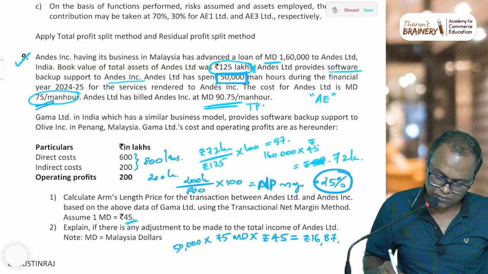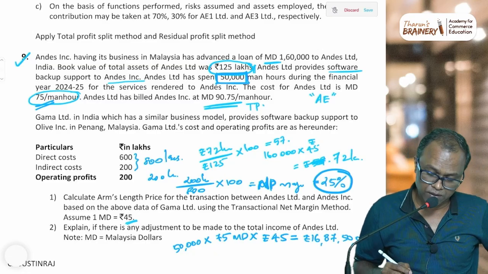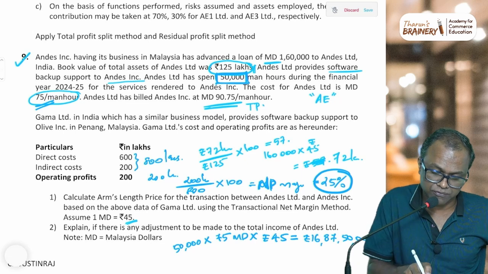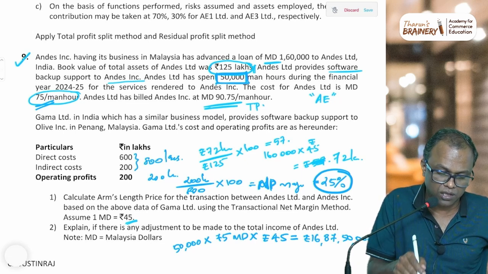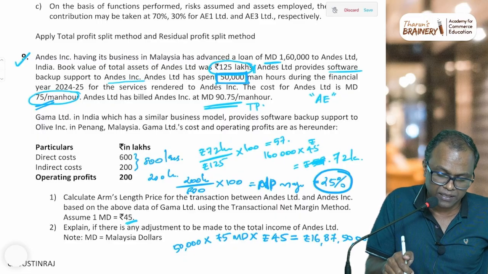87 lakh 50,000. 16, 87, 50,000, correct? This is the actual cost. From the question we can identify they incurred 50,000 man hours for this work. And the actual cost incurred for Andus Limited is given not in Indian rupee, but in Malaysian dollar.